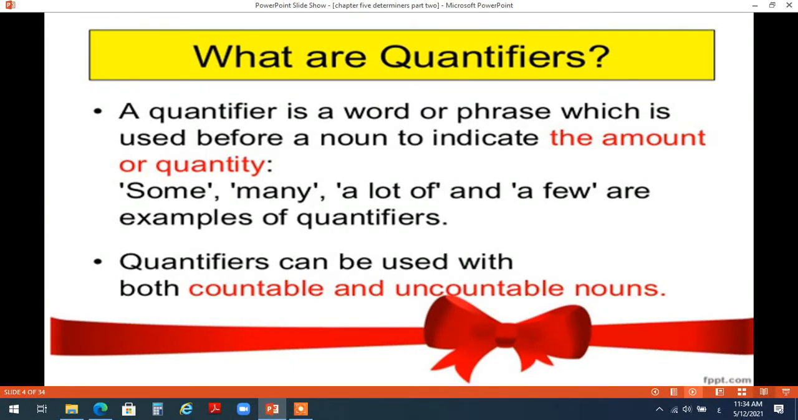Quantifiers can be used with both countable and uncountable nouns. إذن ممكن أن نستخدم quantifiers إما مع أسماء معدودة أو أحيانا مع أسماء غير معدودة، وهنالك بعض أدوات تحديد الكمية التي ممكن أن نستخدمها مع الاثنين، يعني مع اسم معدود وكذلك مع اسم غير معدود.